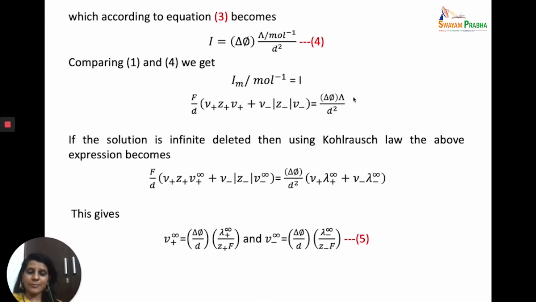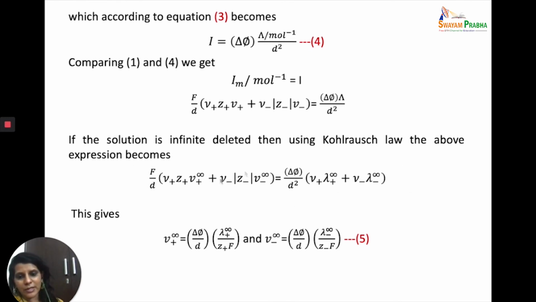This lambda is the molar conductivity of the electrolyte, so it can be written in terms of ionic conductivities also. Using Kohlrausch law, I substitute the ionic conductivities in the electrolyte. So F by D, nu plus Z plus V plus infinity, plus nu minus Z minus V minus infinity, is equal to delta phi upon D square. Instead of lambda, we write nu plus lambda plus infinity plus nu minus lambda minus infinity, where lambda plus infinity and lambda minus infinity are the molar ionic conductivities at infinite dilution of the cations and the anions.